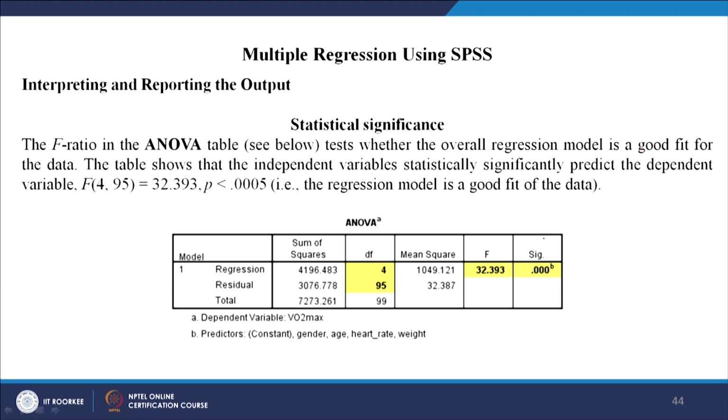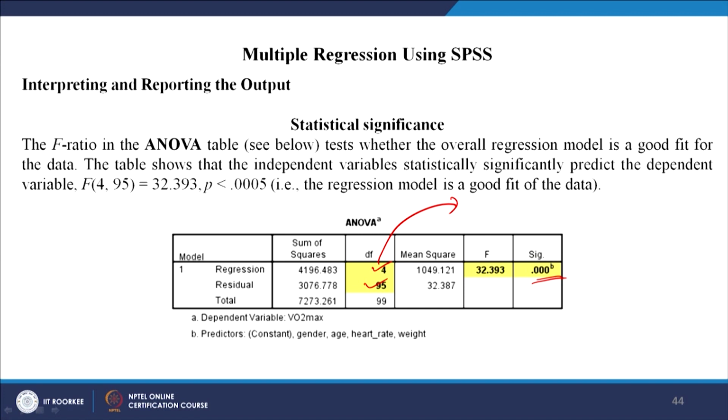Now, if your data is something like this, suppose this is your ANOVA table, it is a good fit. Why? Because it is coming out significant. The table shows that the independent variables statistically significantly predict the dependent variable at what level? Now, the F value at 4 and 95. I think by now you have attended all my lectures, if you have seriously seen them. These 4 and 95 are from what?